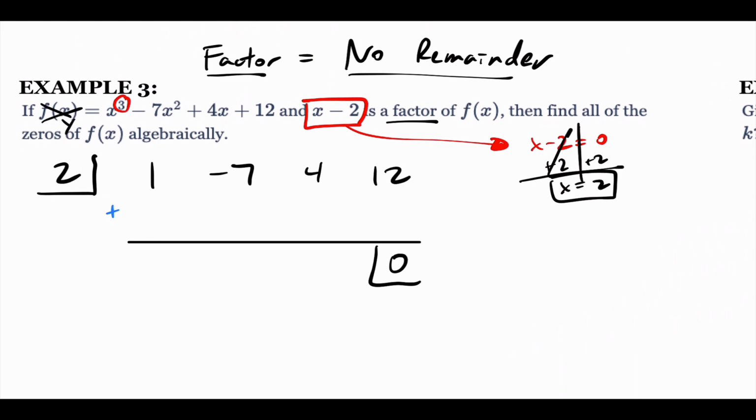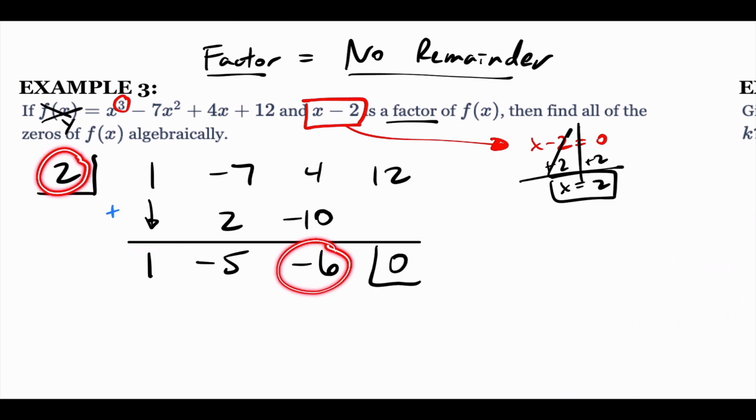First guy always comes straight down. Multiply. 2 times 1 makes positive 2. Add straight down, I get negative 5. Negative 5 times 2, negative 10. Add straight down, I get negative 6. Negative 6 times 2, negative 12. Add straight down, I got 0. Good. No remainder.